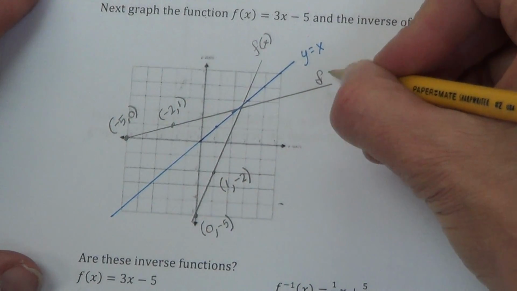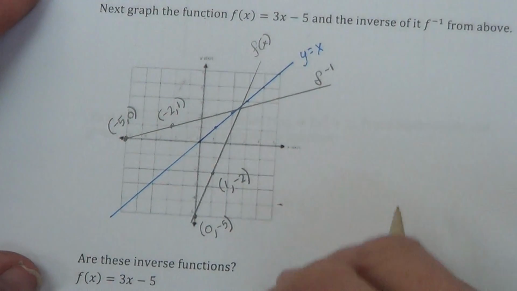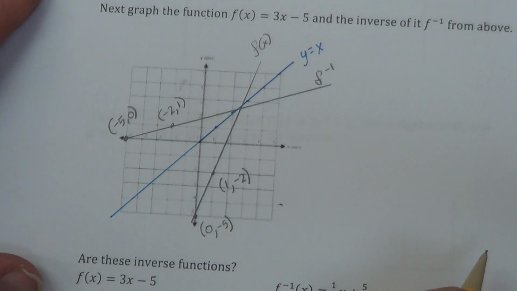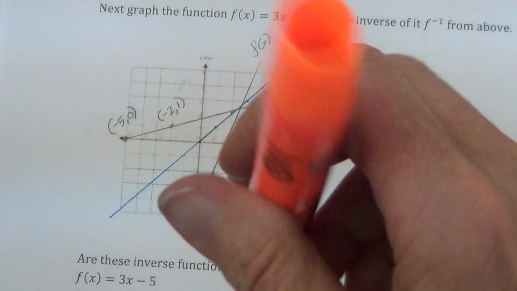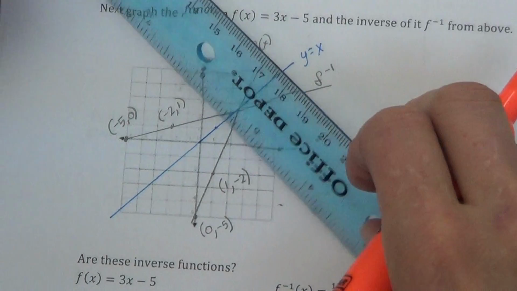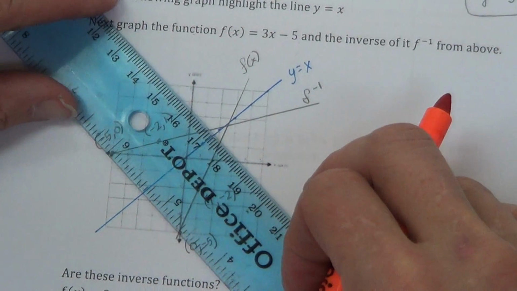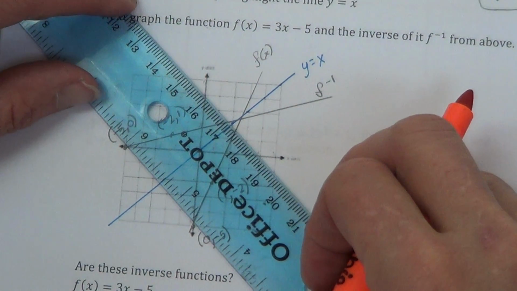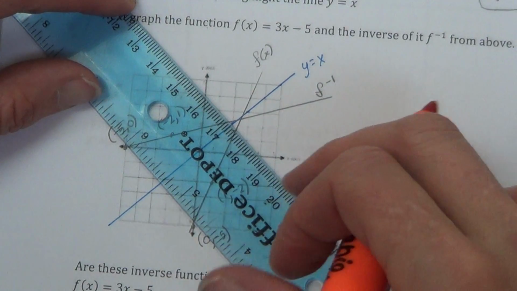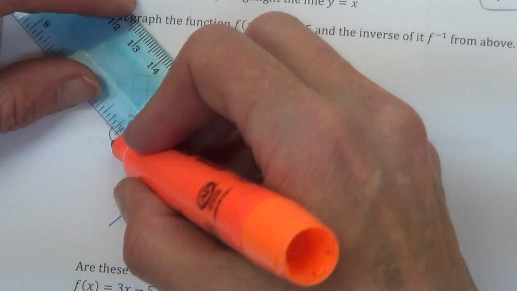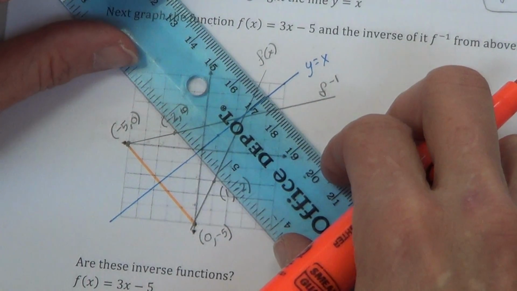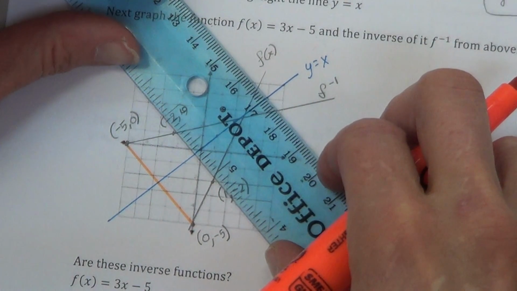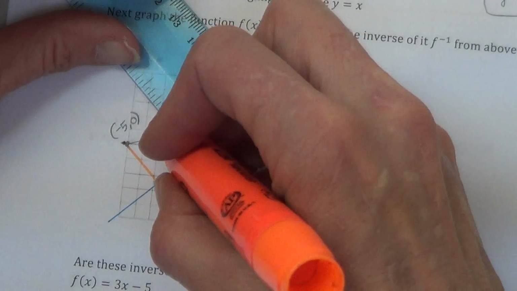Label this as our inverse f of x. And now we look at the points and see, are they perpendicular? Are they the same distance from the y equals x line? So we'll draw a perpendicular here from point to point. Draw a perpendicular from this point to that point.